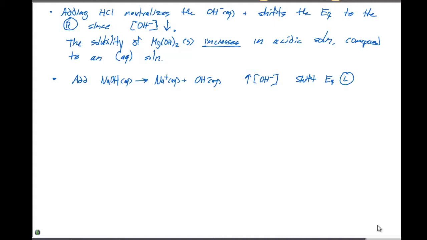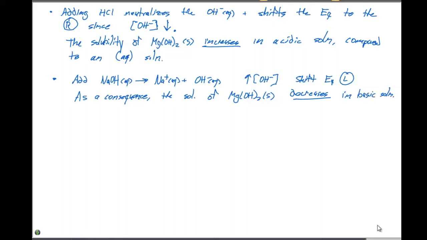If we shift that equilibrium over to the left, as a consequence, the solubility of Mg(OH)2, or magnesium hydroxide, decreases in basic solution. So as we vary the pH, we can vary the solubility of this particular salt, in this case, magnesium hydroxide.